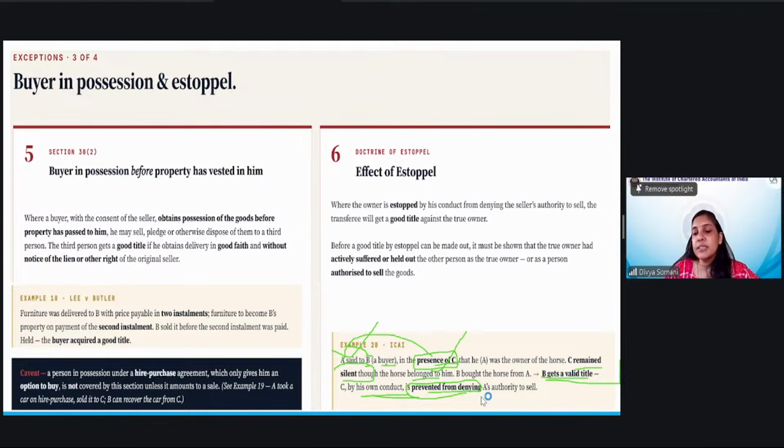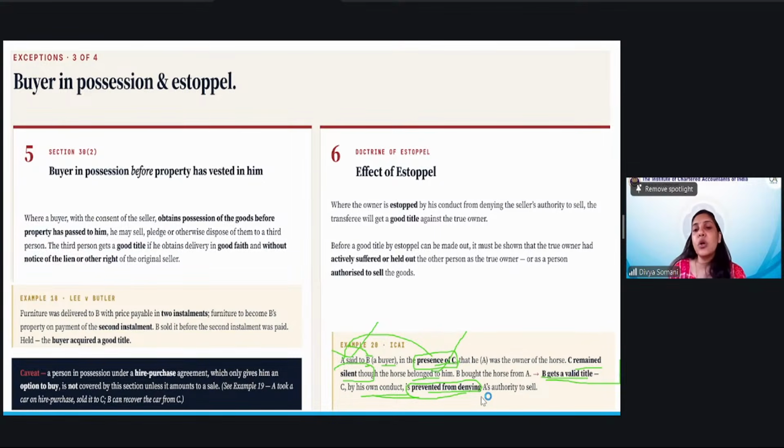Maybe later on, because it may happen that C at that point of time did not say anything, and later on he's saying that no, this horse belonged to me, I don't want to sell it. But later on, the law says here that the rights have already been passed to the new person, that is B. He will have the full control over the horse.